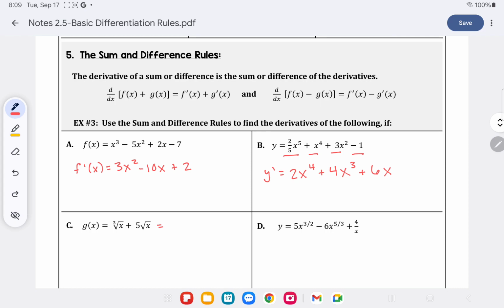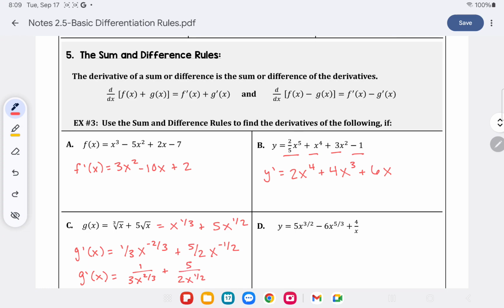For C, I'm going to rewrite that first as x to the 1/3 plus 5x to the 1/2. And so when I take the derivative, I get 1/3 x to the negative 2/3 plus 5 over 2 x to the negative 1/2. That got kind of messy. Let me rewrite that so we have no negative exponents. So 1 over 3x to the 2/3 plus 5 over 2x to the 1/2. I'll just leave my answer like that.